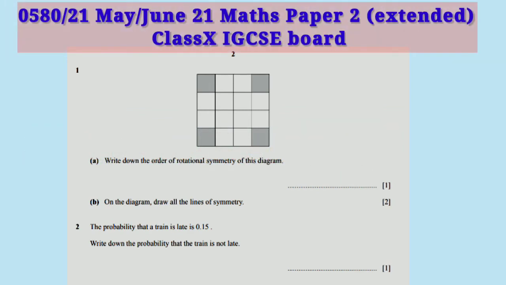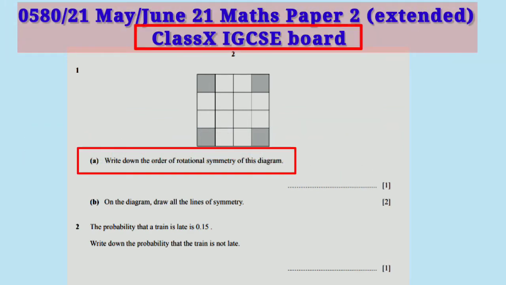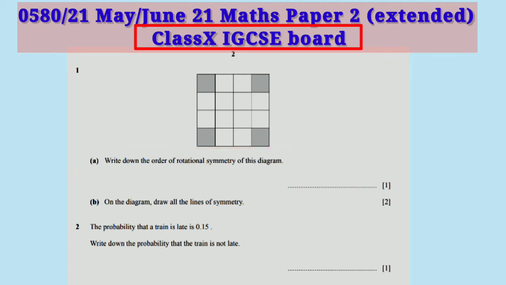First question. Write down the order of rotational symmetry of this diagram. The rotational symmetry is the number of times a shape can be rotated around a full circle or 360 degrees and still looks the same as the original figure. The order of rotational symmetry for this diagram is 4.